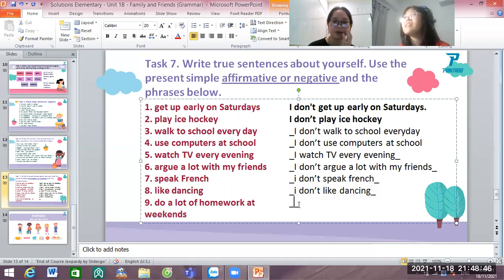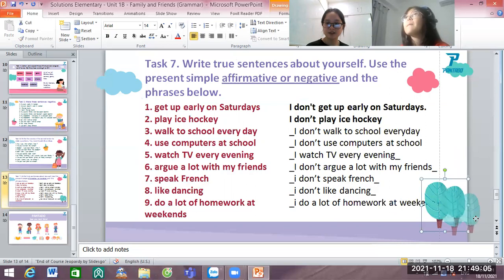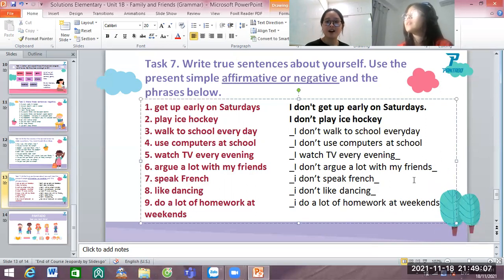Okay, number 9. I do a lot of homework at weekends. Okay. So all of the things here are all about youth, which means that our lesson today is finished.